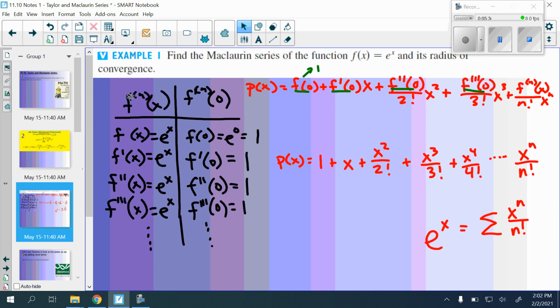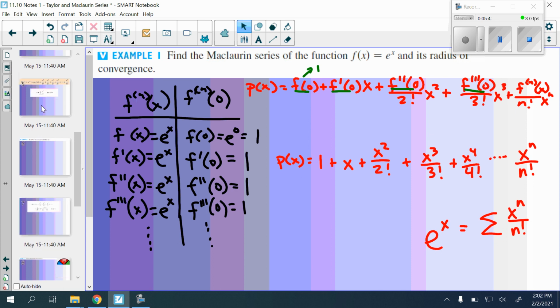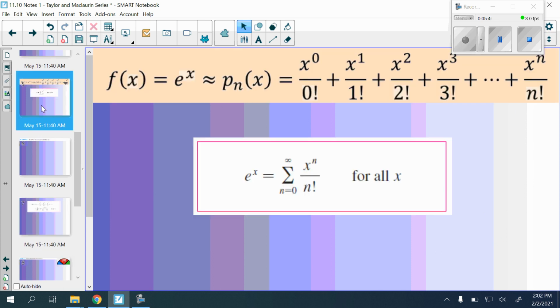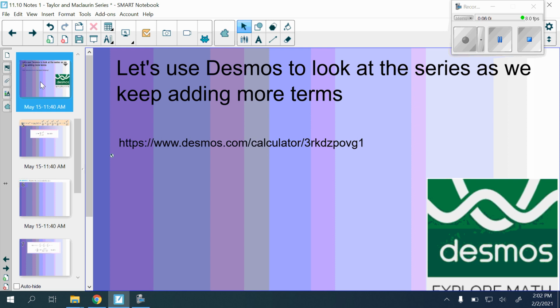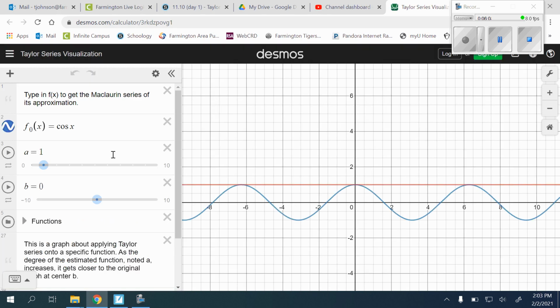So just summarizing that, what we know here is that we can write e to the x as the series x to the n over n factorial. That's one you need to know for the AP test. Let's take a visual of this one. In your Schoology folder, you have a link to this Desmos calculator, and it's going to be a nice way to visually see what's going on. So I'm going to open this application up here. You can do the same and play around with it.